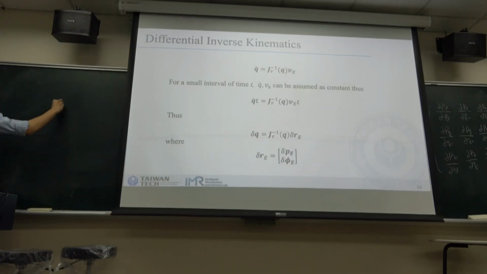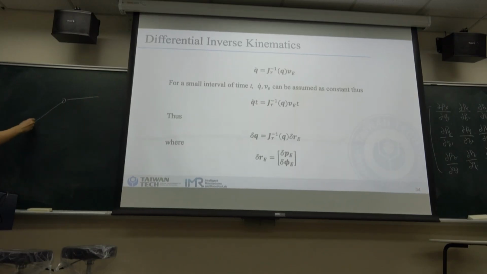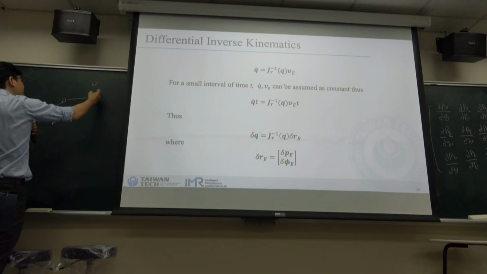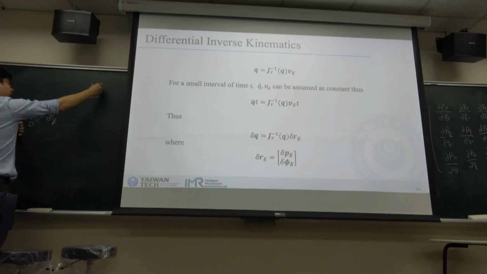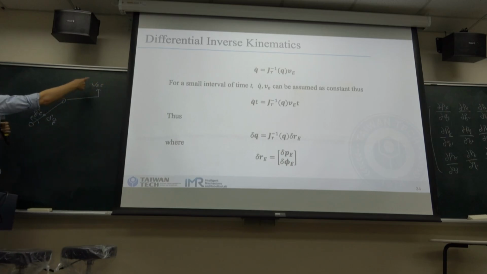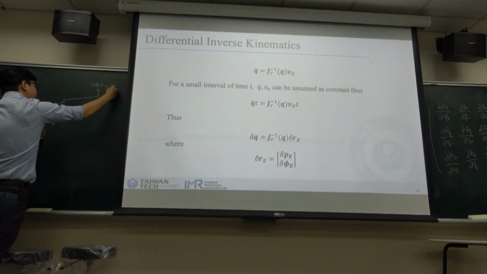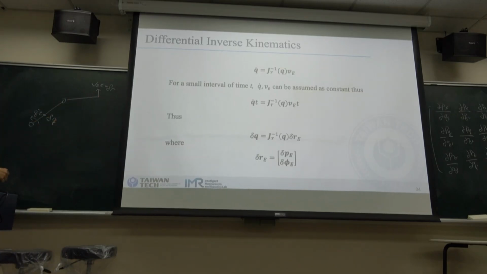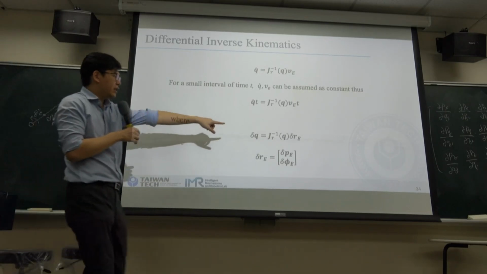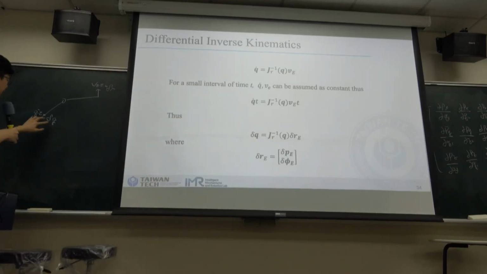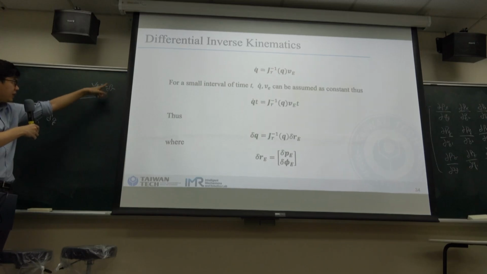So to visualize this, if we have the joint velocity and we multiply this joint velocity by t, it means a displacement of the joint. Here it maps a velocity to the end vector. If we multiply by a very small interval of time, it gives the displacement of the end vector. So we can use this inverse Jacobian to map between the joint displacement and the displacement of the end vector.